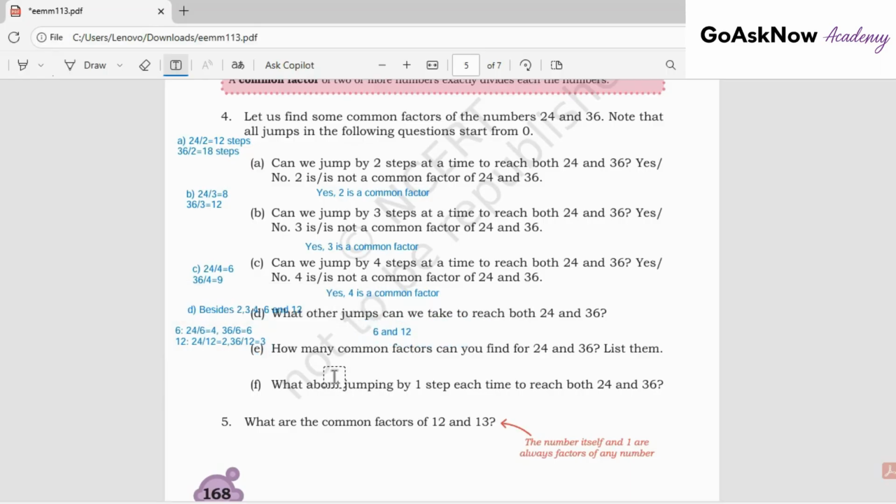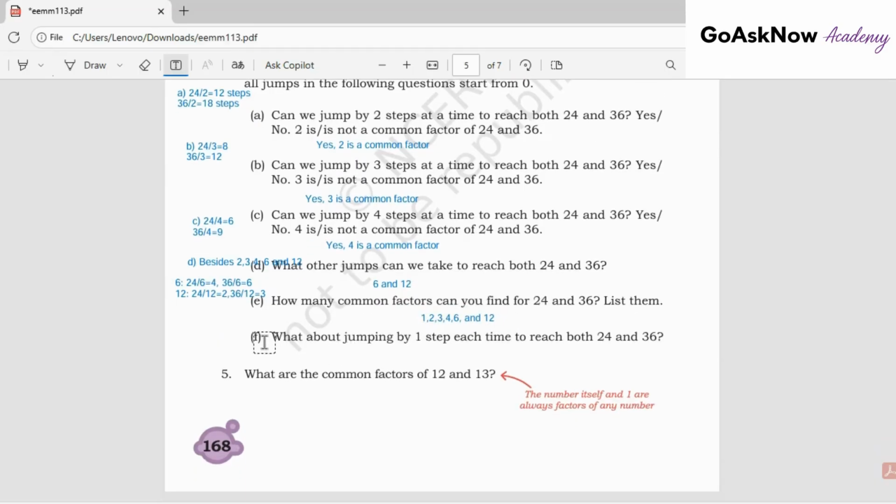Next, how many common factors can you find for 24 and 36? Here are the numbers 1, 2, 3, 4, 6, and 12. These are the common factors. What about jumping by 1 step each time to reach 24 and 36? Yes, always possible. 1 divides everything. The answer will be yes, 1 is a common factor.